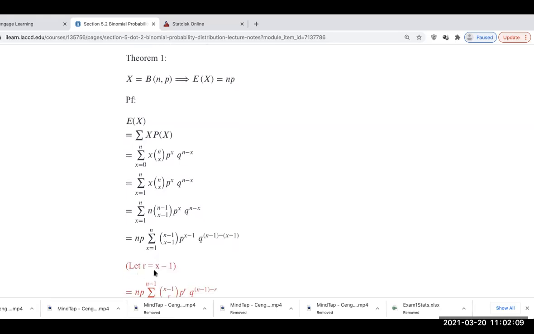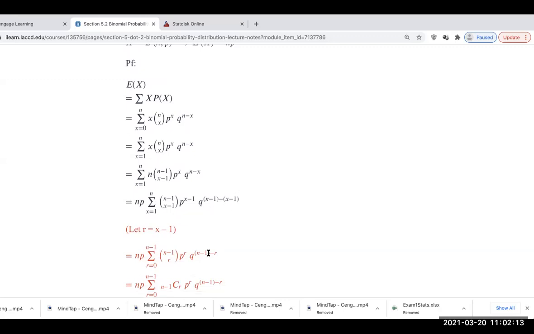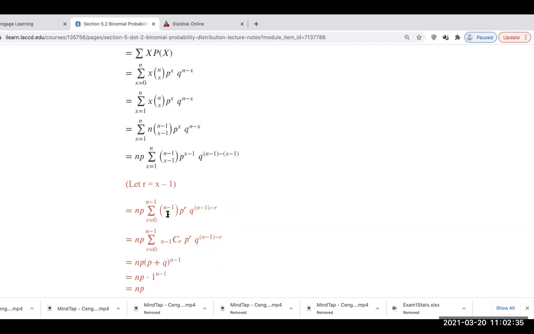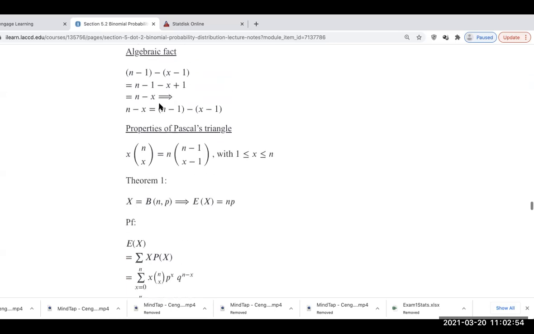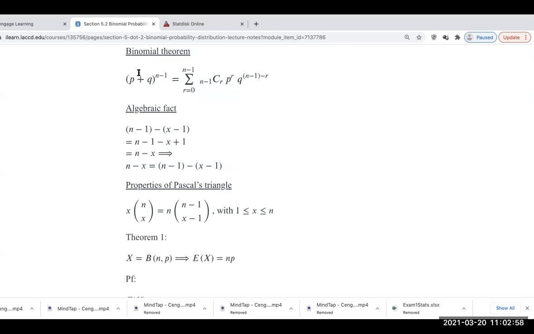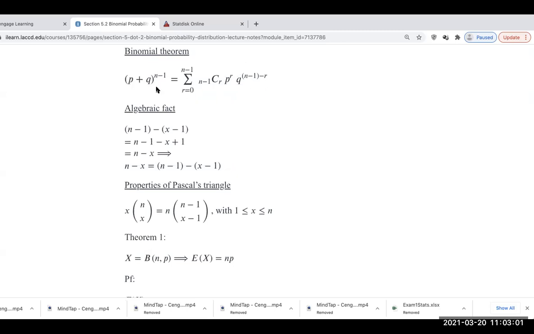Now, let r equal x minus 1. So wherever I see an x minus 1, I replace x minus 1 by r. When x is 1, 1 minus 1 is 0, r is 0. When x is n, r is n minus 1. And so, writing this in nCr notation, I have that this is equal to np, the sum r equaling 0 to n minus 1, n minus 1 C r, p to the r, q to the n minus 1 minus r. But by the binomial theorem, this is just (p + q) to the n minus 1.